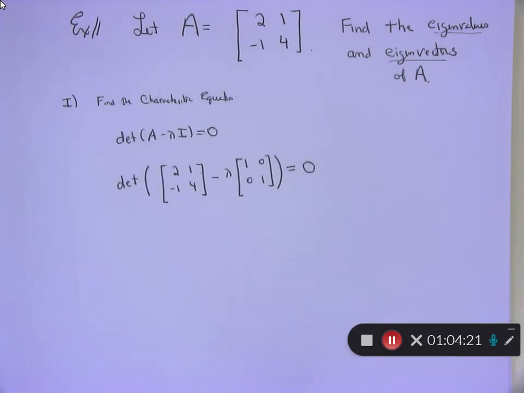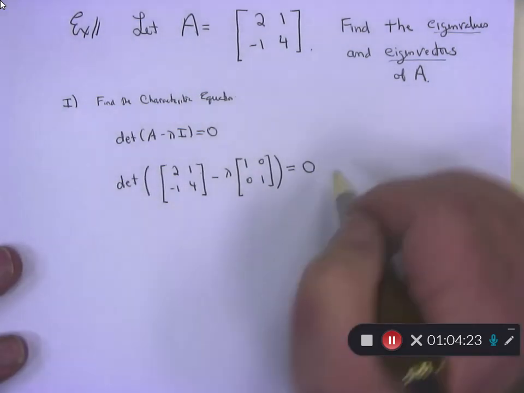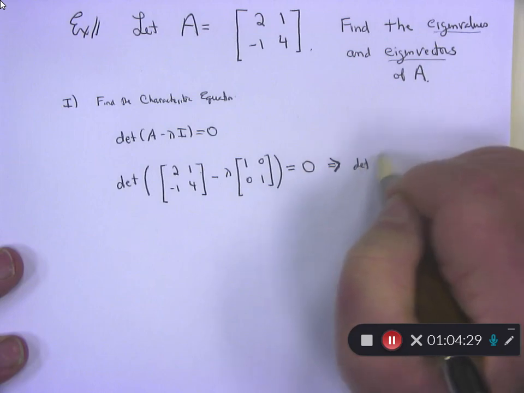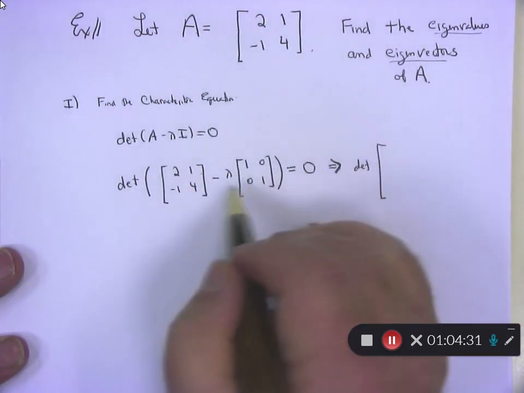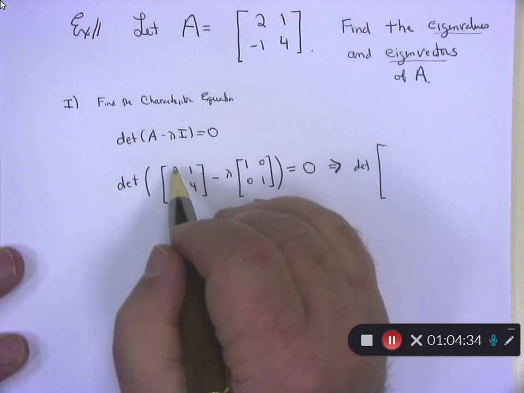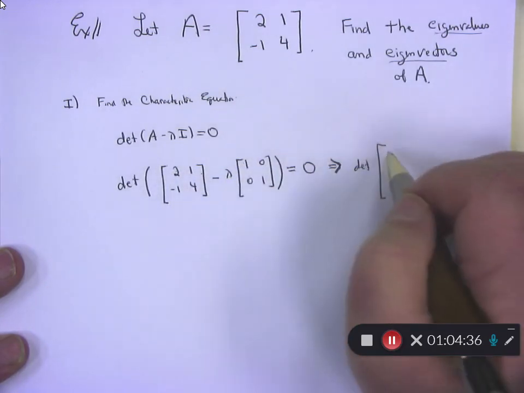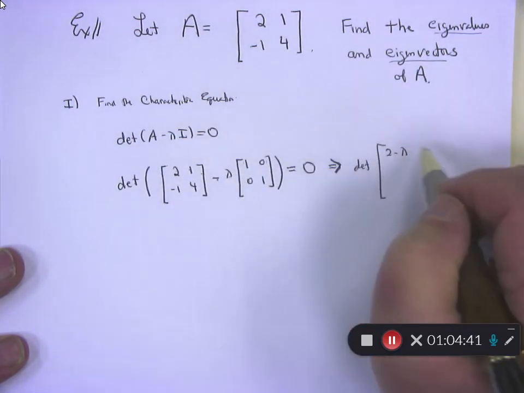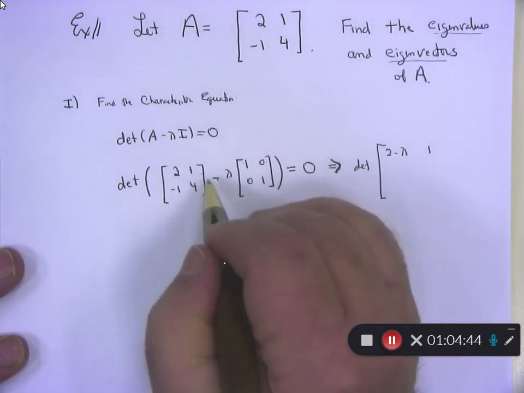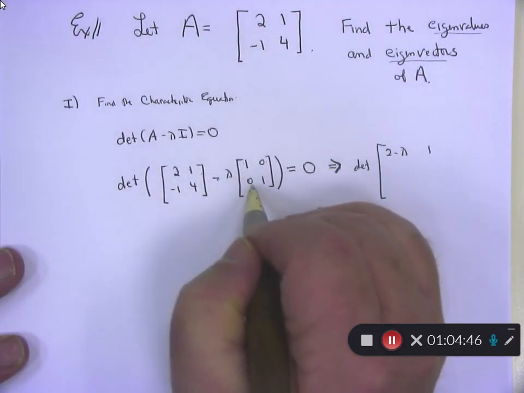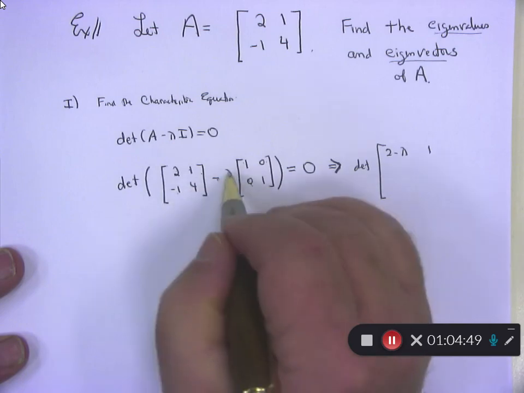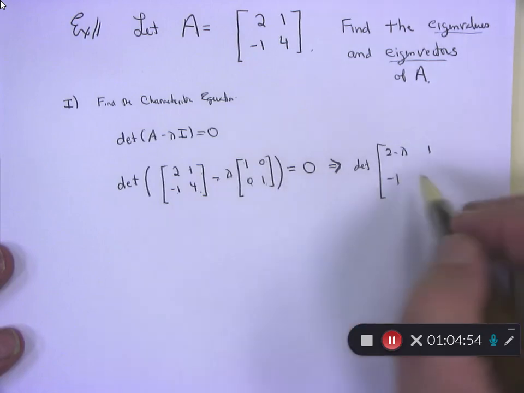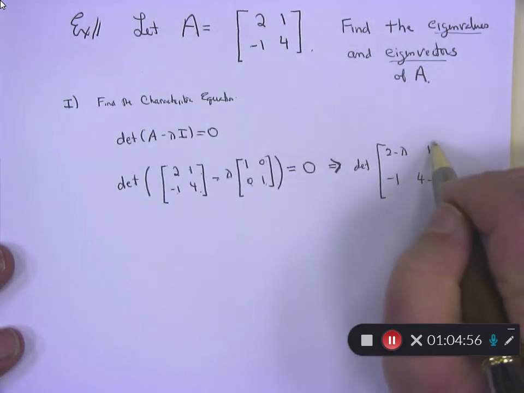So far, so good? Now, clean this up. This would be the determinant of, now how do I subtract two matrices? It's going to be 2 minus lambda times 1, which is 2 minus lambda. 1 minus lambda times 0 is just 1. Negative 1 minus lambda times 0, lambda times 0 is 0, so minus 1 minus 0 is minus 1. And the last one is 4 minus lambda times 1, that'll be 4 minus lambda.